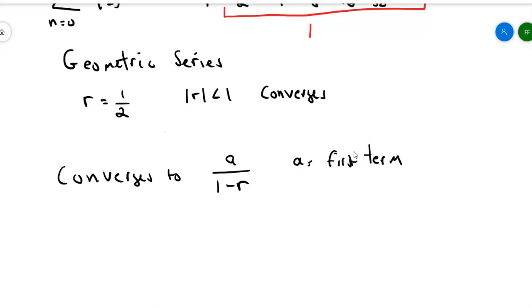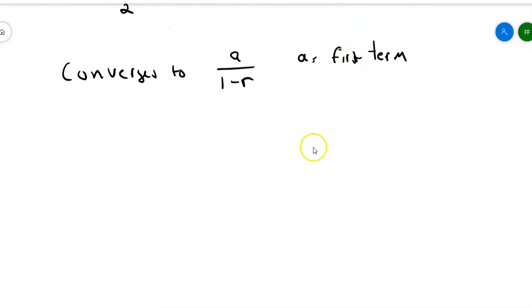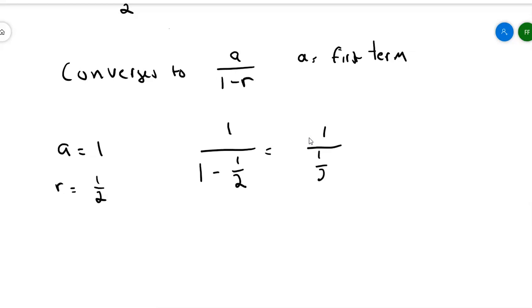So we have some idea what this is going to do, right? This is going to converge to 2, at least we think it is. So in our example up there, the first term is 1. The ratio is a half. Let's see if that works. First term is 1. Ratio is a half. So if I do a over 1 minus r, I get 1 over, if I take a half away from 1, I get a half. Well, 1 divided by a half is 2. So this is the sum of that series. And that also tells me that the series converges.